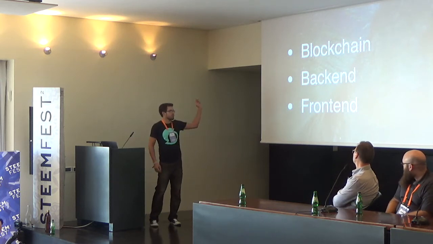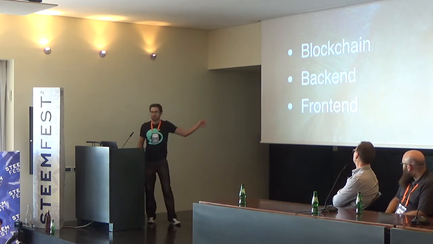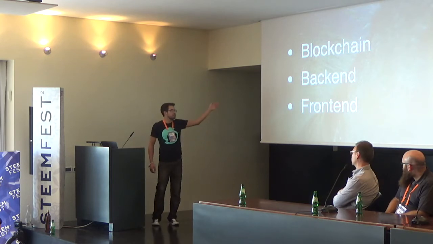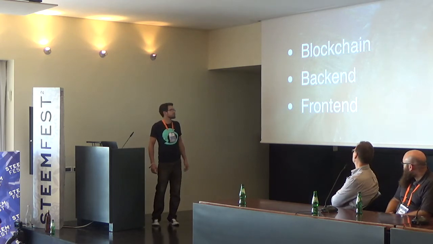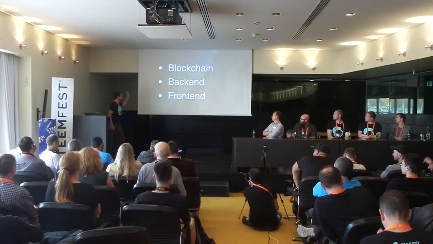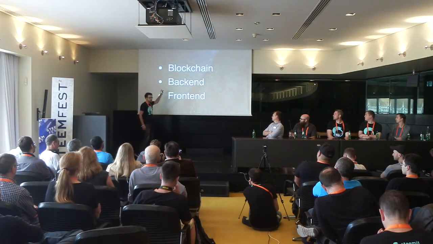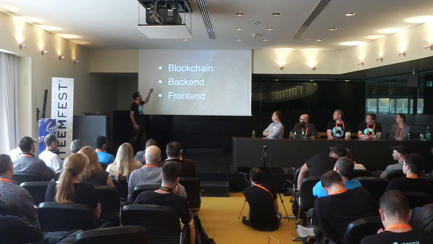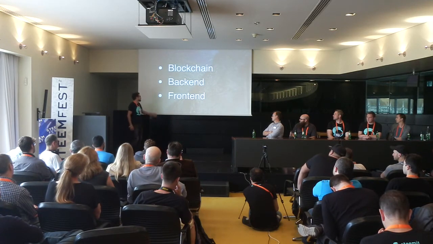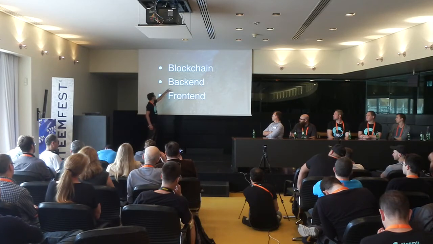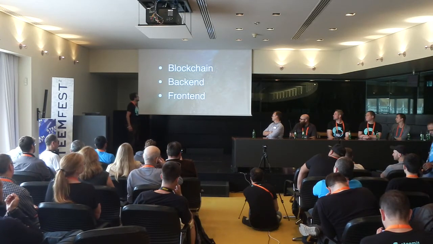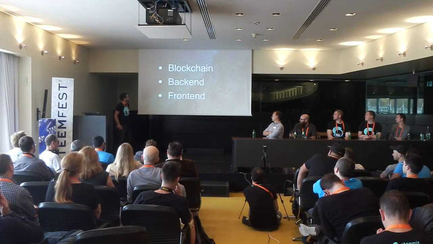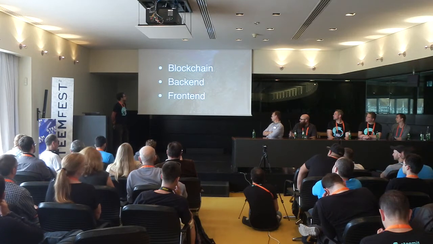Let's see. So the three aspects: blockchain, backend, front end. Backend is pretty new for our stack, and basically this is where a lot of the work is happening right now. Some of it's moved from the front end, some of it's moved from the blockchain, but it's the easiest to scale, I think, at this layer. So we're moving a lot of services to it.